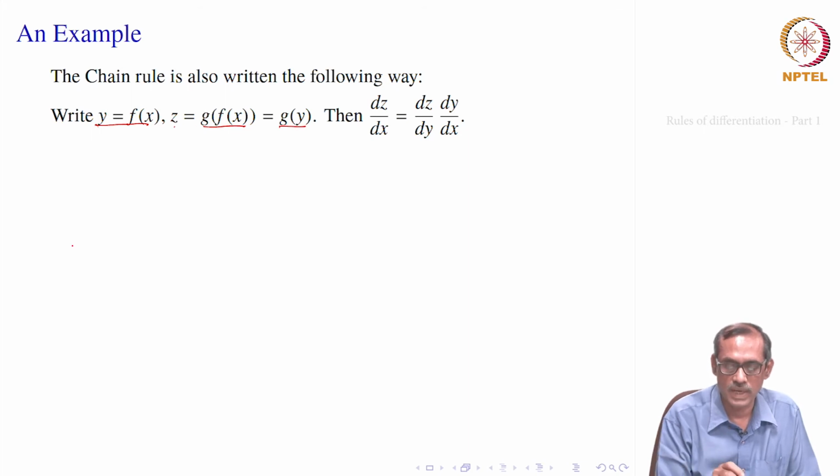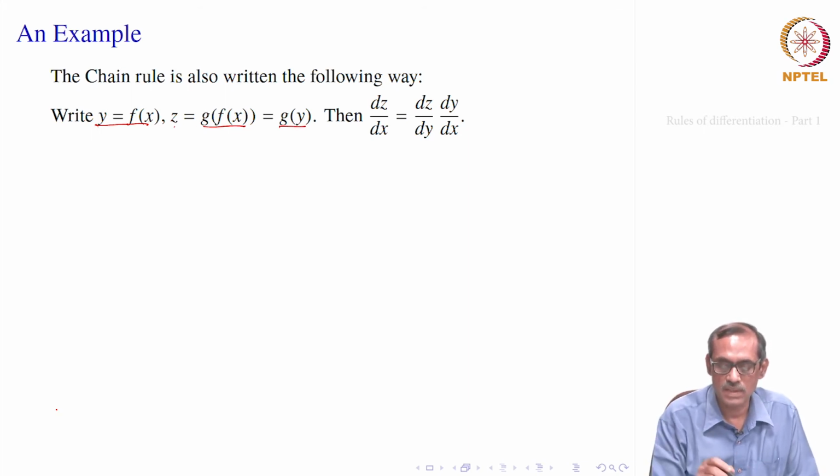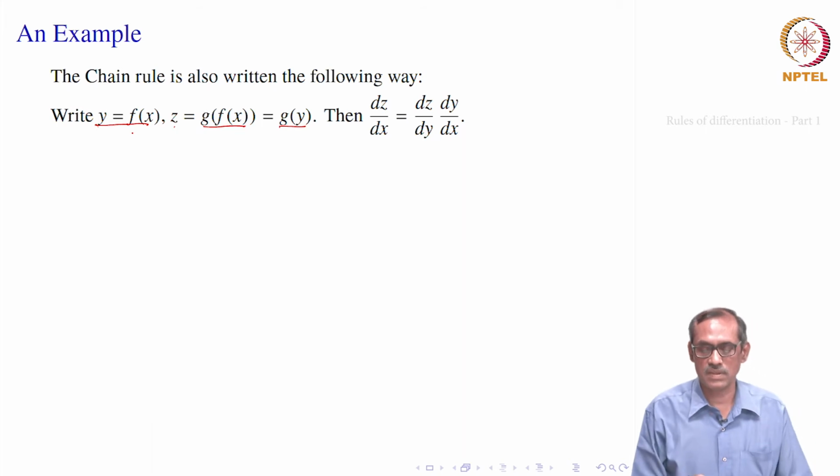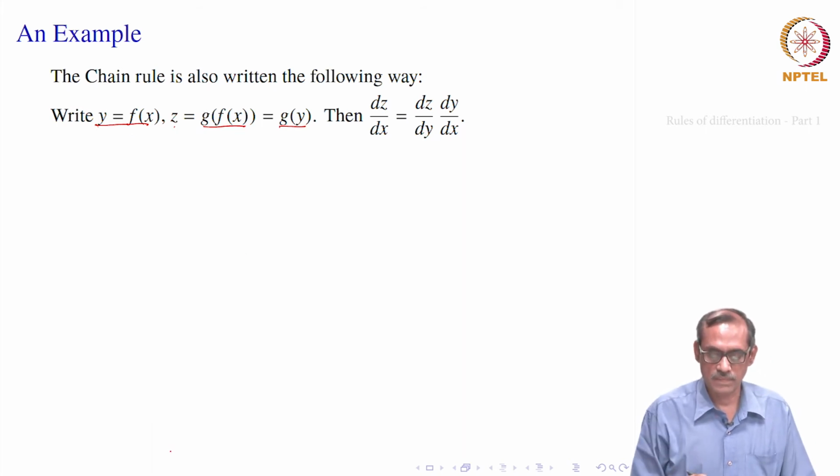Z is a function of y, y is a function of x. That is how z becomes a function of x after this composition. So, the formula now looks like d of g of f x by d of f x. G of f x is z. So, dz by dy into d of f x divided by dx, which is dy by dx, and that should be the left hand side dz by dx.